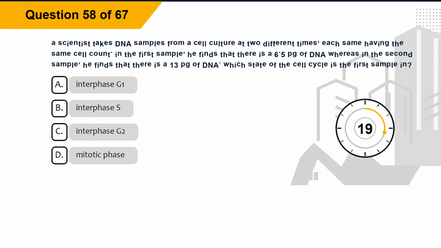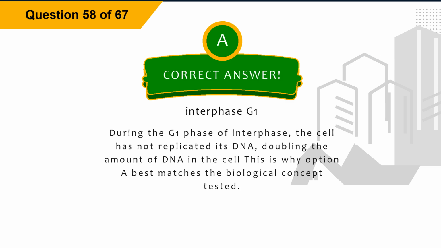In the first sample, he finds that there is 6.5 pg of DNA, whereas in the second sample, he finds that there is 13 pg of DNA. Which state of the cell cycle is the first sample in? Option A, interphase G1. Option B, interphase S. Option C, interphase G2. Option D, mitotic phase. The correct answer is option A, interphase G1. Explanation. During the G1 phase of interphase, the cell has not replicated its DNA, doubling the amount of DNA in the cell. This is why option A best matches the biological concept tested.